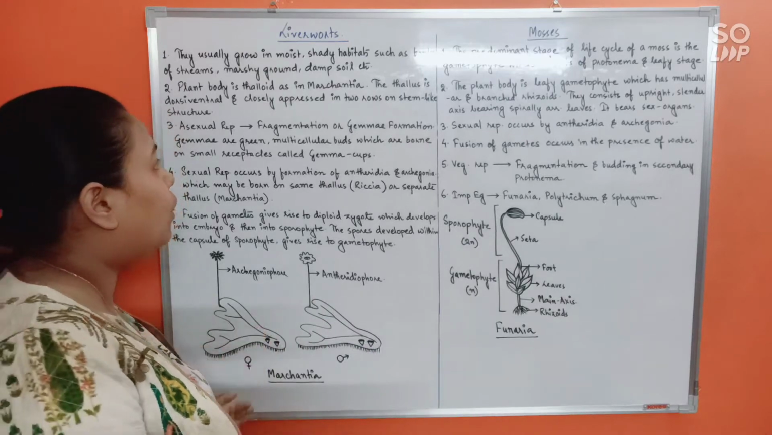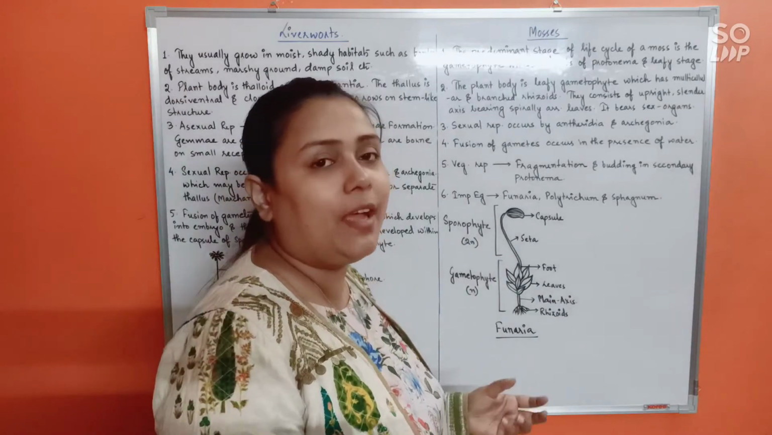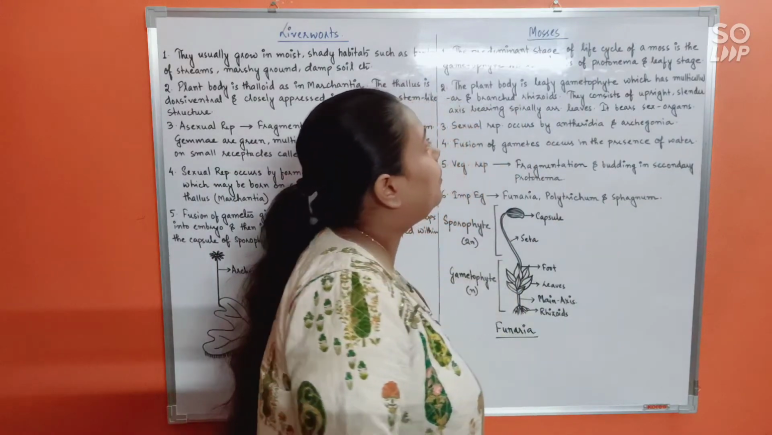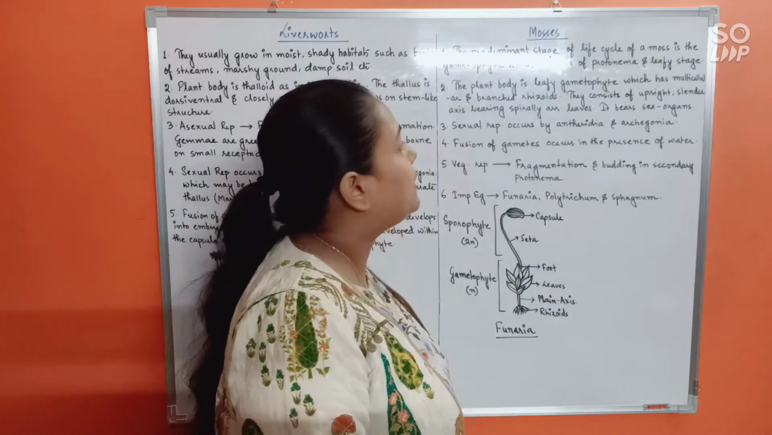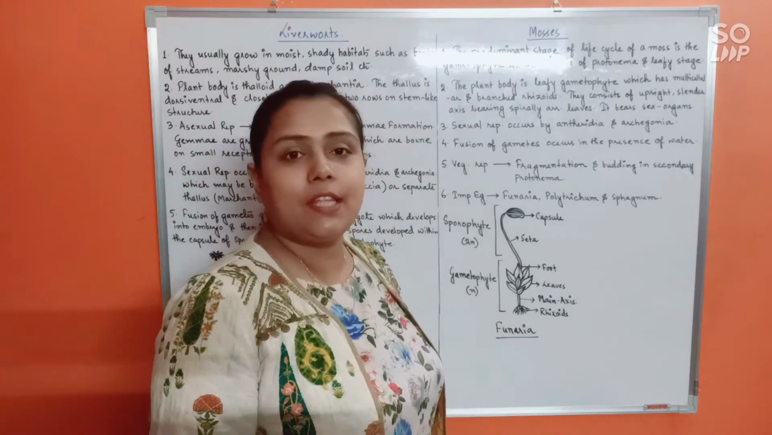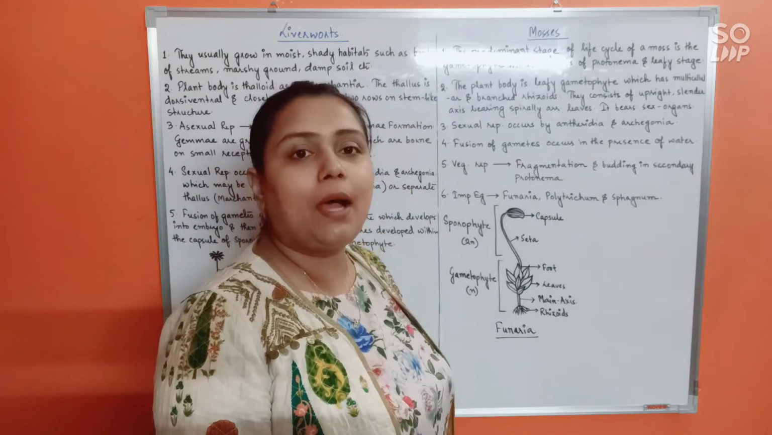Alright. Now, moving on to the mosses, which are advanced bryophytes. See, the predominant stage of the life cycle of a moss is the gametophyte, which consists of protonema and leafy stage. So they have one extra phase in their life cycle, that is the protonema stage.